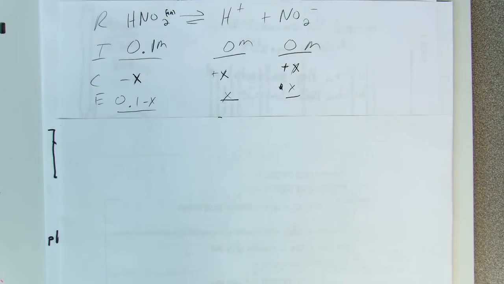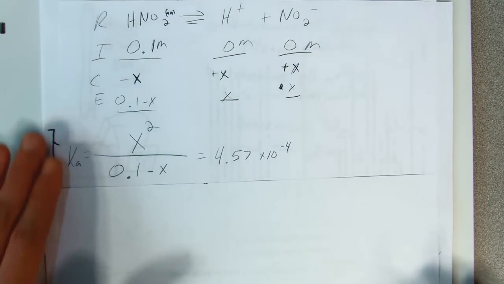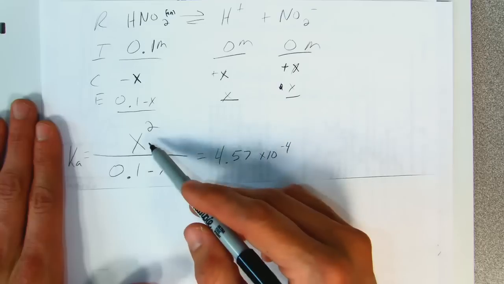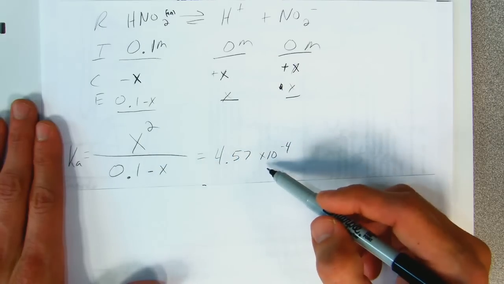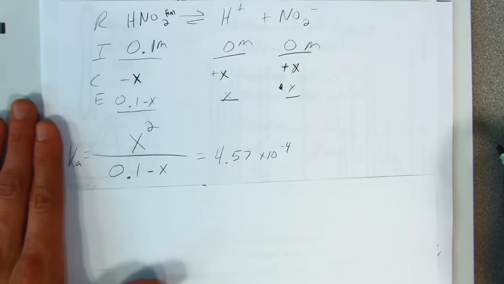Of course, now we're going to do our usual thing. We're going to go to our Ka expression: products divided by reactants. So I have X times X, or X squared, divided by 0.1 minus X. And that's going to equal my Ka, my equilibrium constant for this acid, which on the previous slide I also decided was 4.57 times 10 to the minus 4th. So now I just need to solve for X.